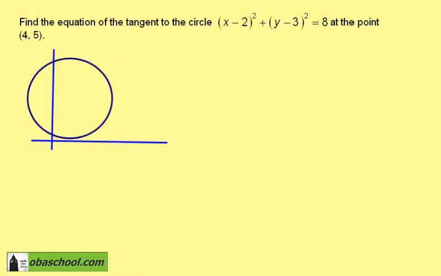The centre of the circle we can read off from the equation is at the point (2, 3). And we're interested in the tangent at the point (4, 5). So here's the tangent at the point (4, 5).